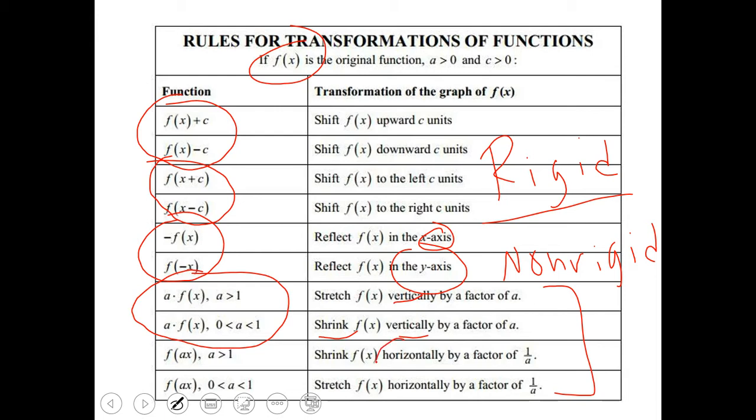Again, whenever you're doing something horizontally, and in this case, it's stretching and shrinking, it's the opposite. So if you wanted to shrink your function, you're actually going to have the value inside that is larger than 1. And if you want to stretch your function, you're actually going to have the value inside that would be between 0 and 1. So again, anything that has to do with horizontal is always on the inside, and it's always the opposite.